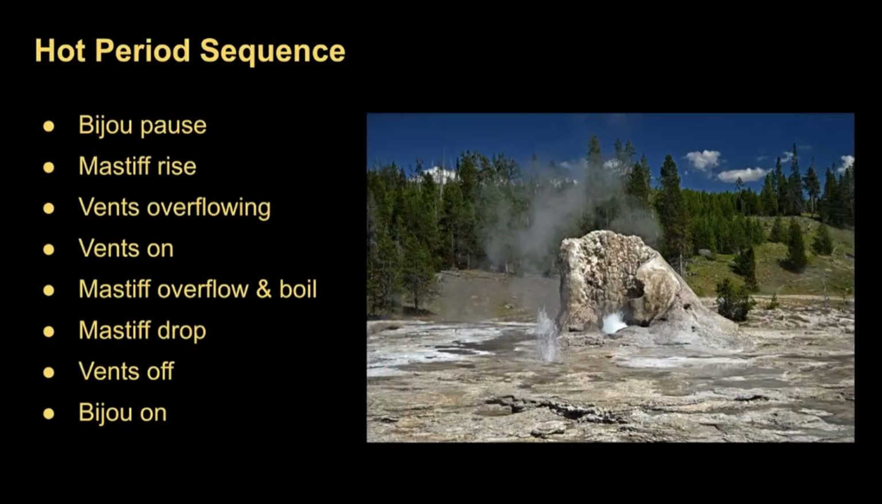If it's a full hot period, platform vents will start erupting and then Mastiff may overflow and boil. Then Mastiff will drop and the platform vents will usually stop when Mastiff drops. So it'll be up for a period of time and then it will drop. Platform vents will stop. And finally, Bijou will come back on.